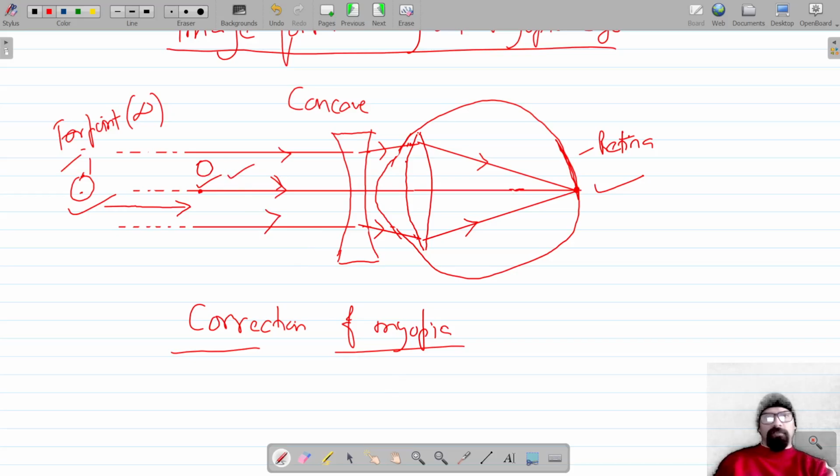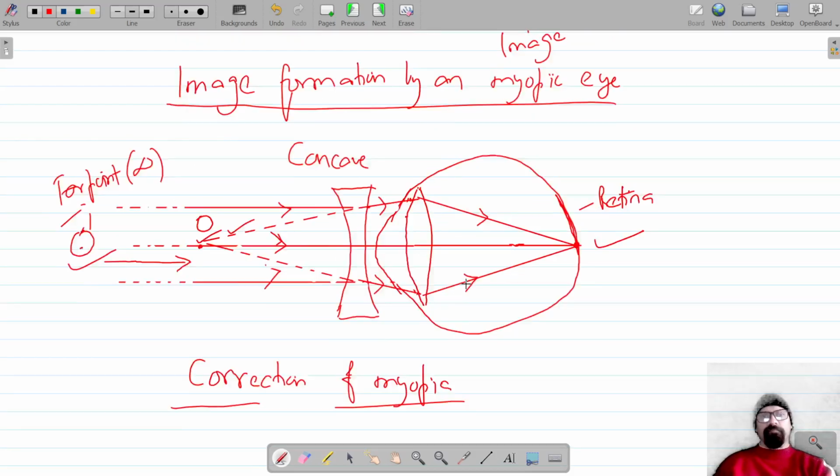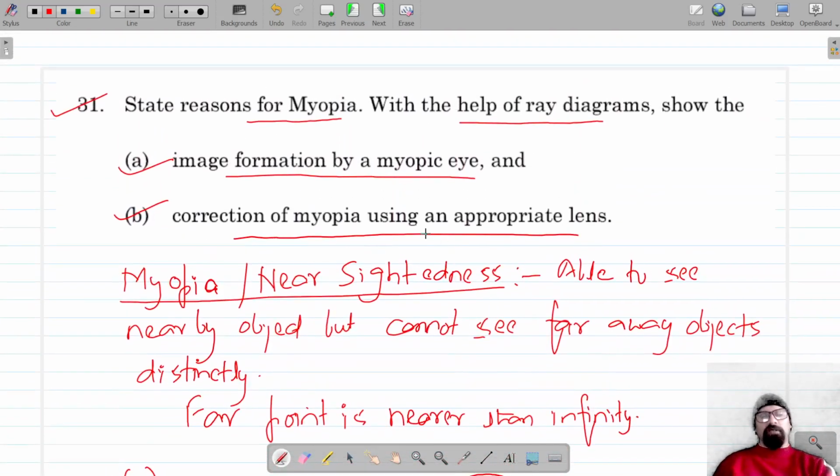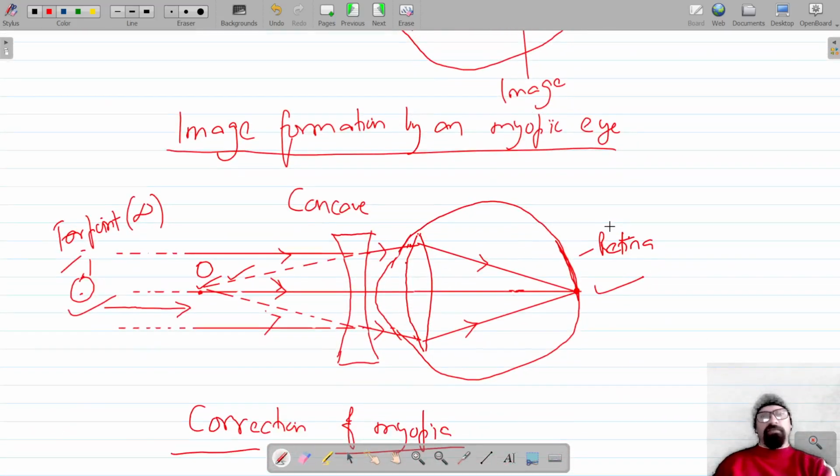And here you can also draw the lines. Just make sure that all the rays coming from your far point will be converged, so now all the rays of light coming from infinity will be converged at the retina, and all the rays coming from the myopic far point will also be converged at the retina. So this is the correction of myopia using an appropriate lens, which is the concave lens.